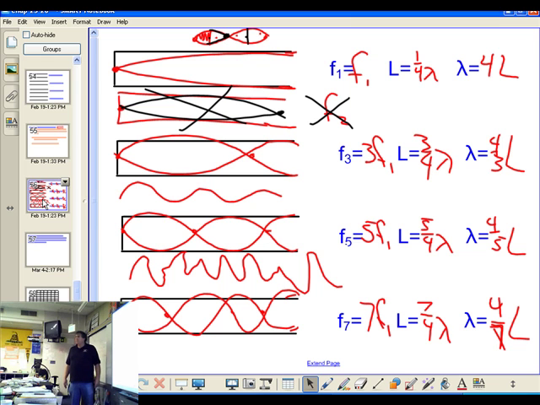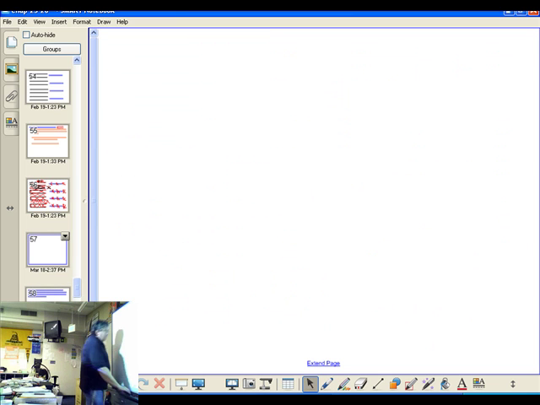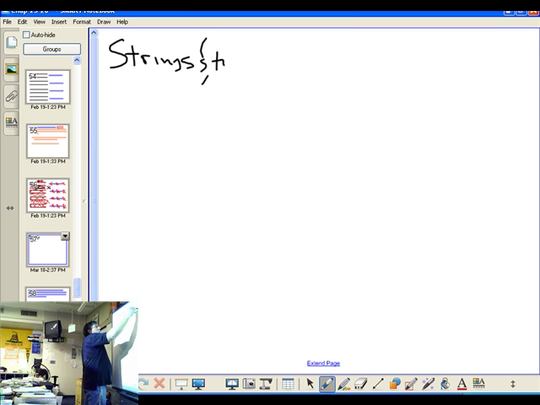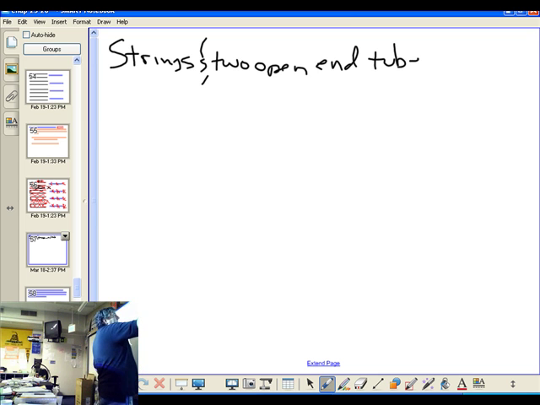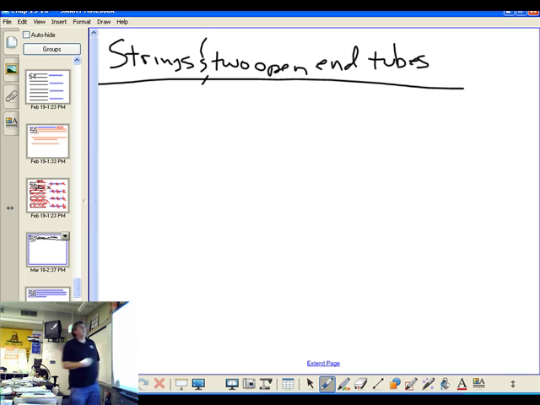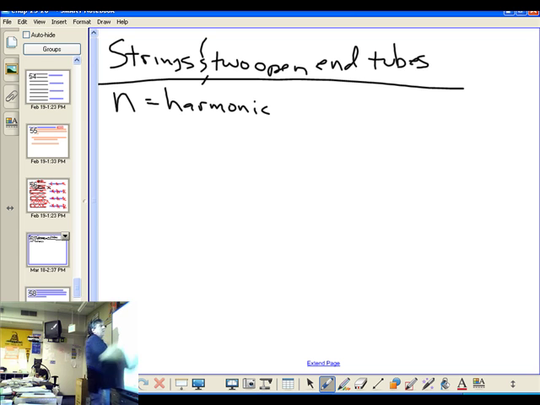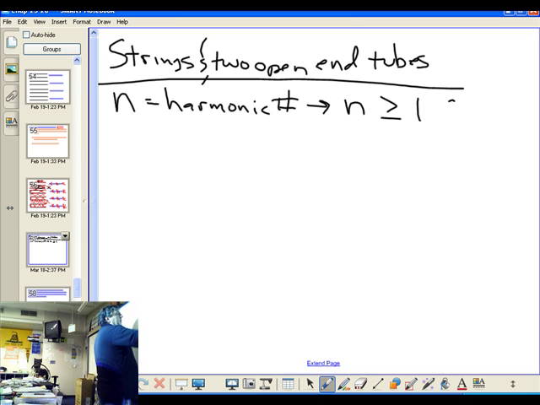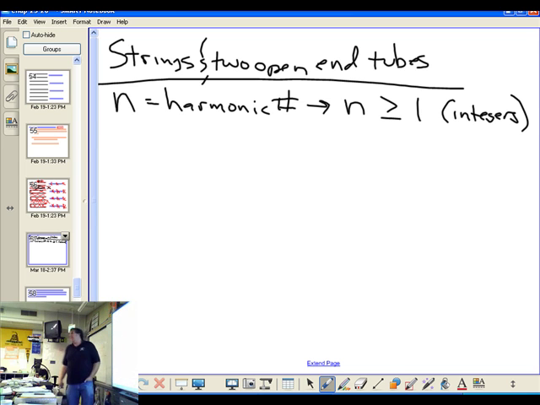So we need to make some rules so we can solve some problems. Now what's nice is strings and two open end tubes have the same rules. They have the same rules. Now the first thing, remember, n is the harmonic number. N is our symbol for harmonic number. And n is greater than or equal to 1, and they are integers. These are integers greater than or equal to 1.